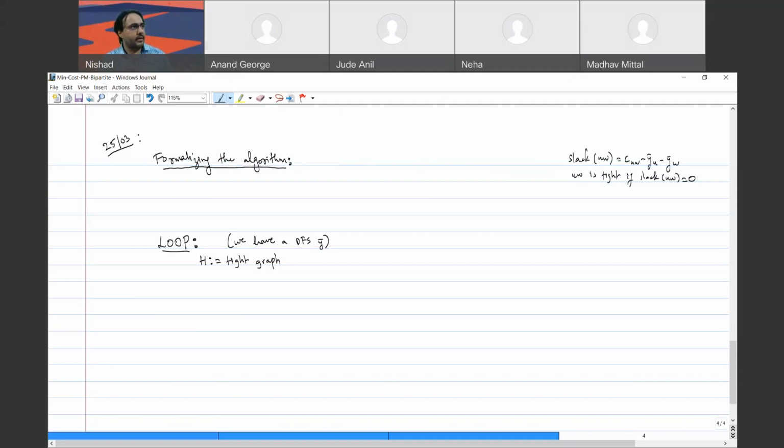And now what should we check? Does it have a perfect matching, right? So what we'll do is we will call the perfect matching algorithm for bipartite graphs. And what this does is it either returns a perfect matching or returns a deficient set.